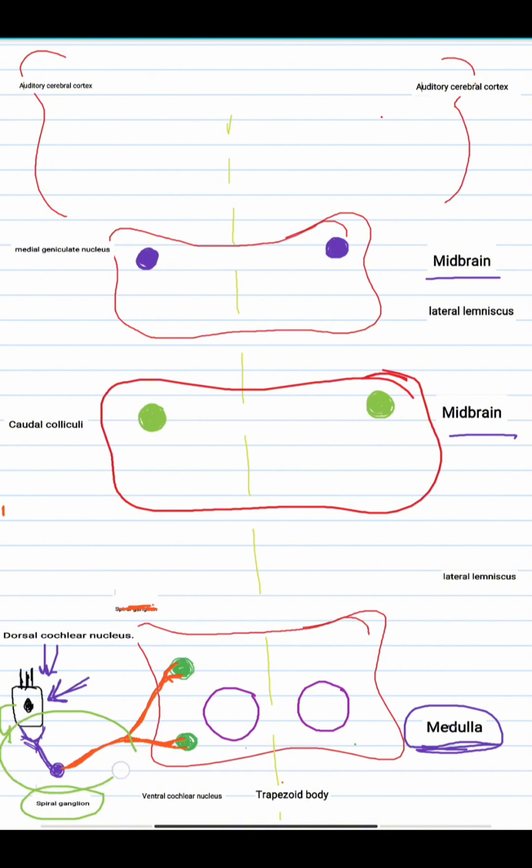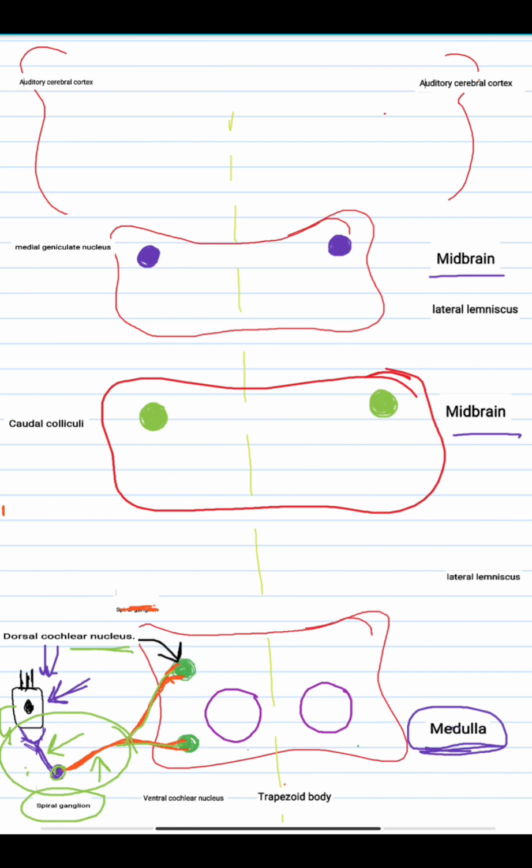The spiral ganglia is formed from what's called bipolar neurons. It's called bipolar because it's formed from a nucleus and two branches of nerve extension. The first branch is called the dendrite and the second branch is called the axon. The axon leaves the ganglia as a branch of the cochlear nerve to what's called the dorsal cochlear nucleus and the ventral cochlear nucleus. Here is the dorsal cochlear nucleus and here is the ventral cochlear nucleus.